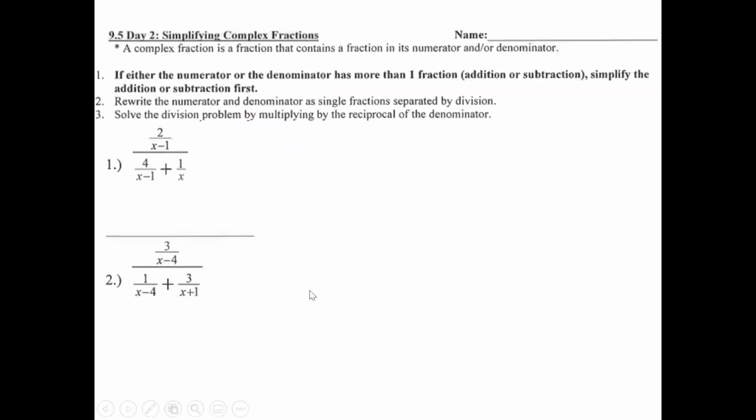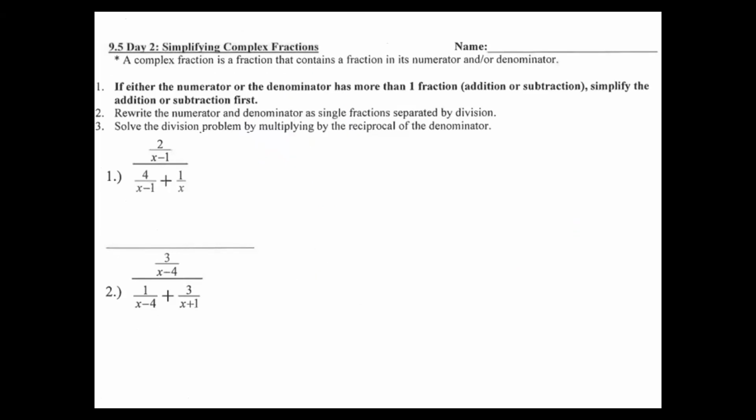Okay, so let's go ahead and take a look at number 1 here as that is being passed around.